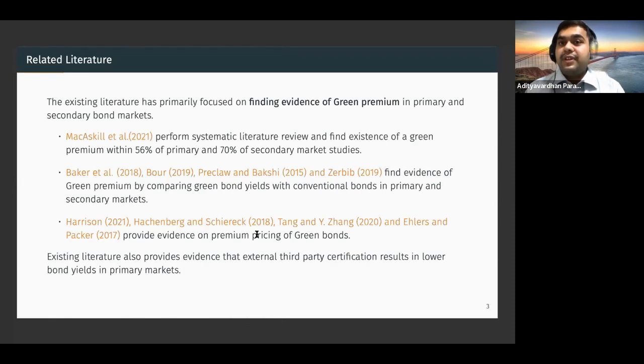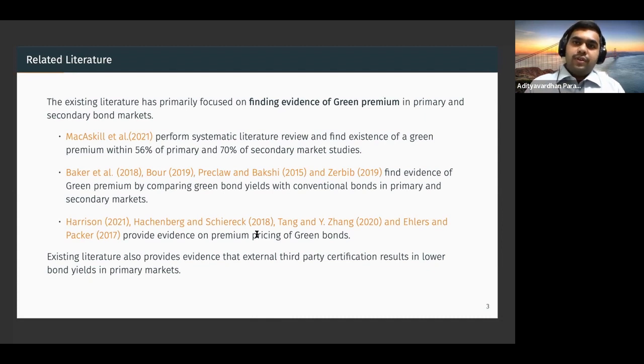Now we start with the related literature. Existing literature has primarily focused on finding evidence of green premium in primary and secondary markets. Most of the literature around now has dealt with the issue of whether just attributing a bond as green helps it, or whether it creates some differential attributes to the yield, coupon rate, etc. in the primary as well as the secondary market.